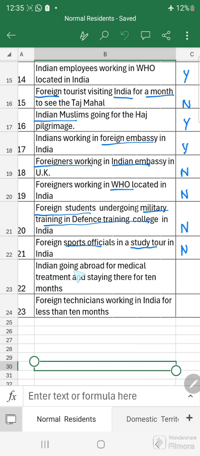The next one, Indians going abroad for medical treatment and staying there for 10 months. So it's less than 1 year. So they will be considered as normal residents of India. The last example is foreign technicians. The keyword is foreign technicians working in India, and the other keyword which will help us to give this answer is less than 10 months. So they will also not be part of normal residents of India. Like this, you can create your own examples and get this concept clear for understanding national income accounting.